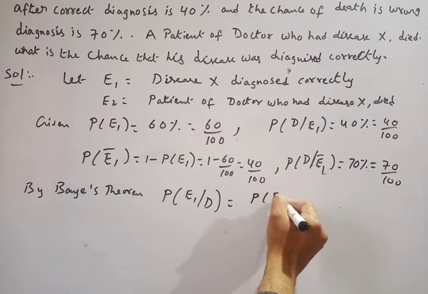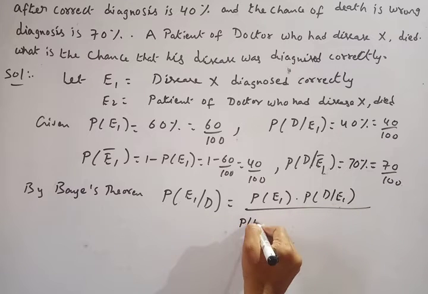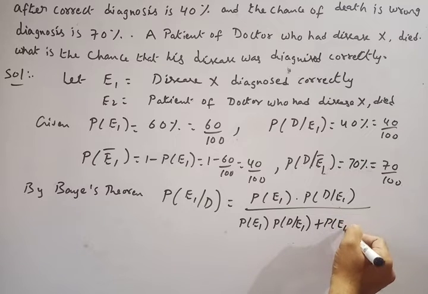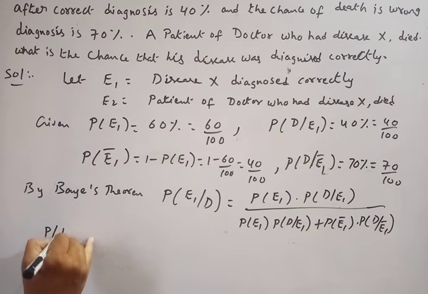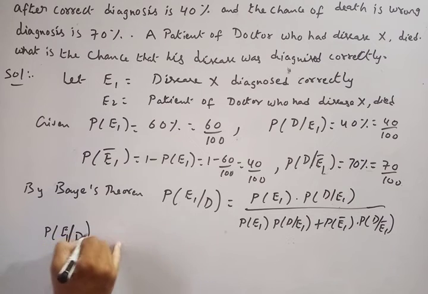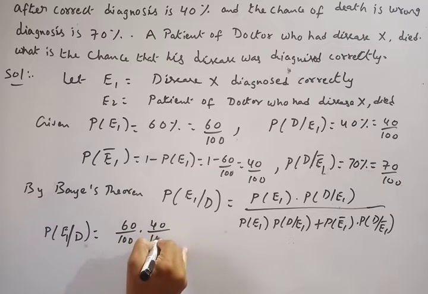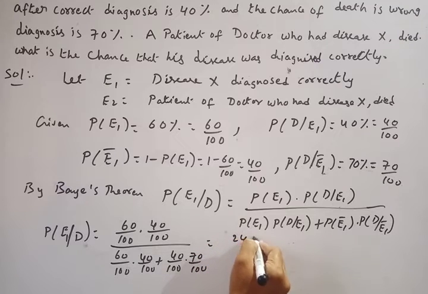So by Bayes theorem, what is the formula? P of E1 into P of D by E1, divided by the total: P of E1 into P of D by E1 plus P of E1 bar into P of D by E1 bar. So P of E1 by D is equal to, P of E1 is how much? 60 by 100. P of D by E1 is how much? 40 by 100, whole divided by 60 by 100 into 40 by 100 plus 40 by 100 into 70 by 100. Don't cancel it.